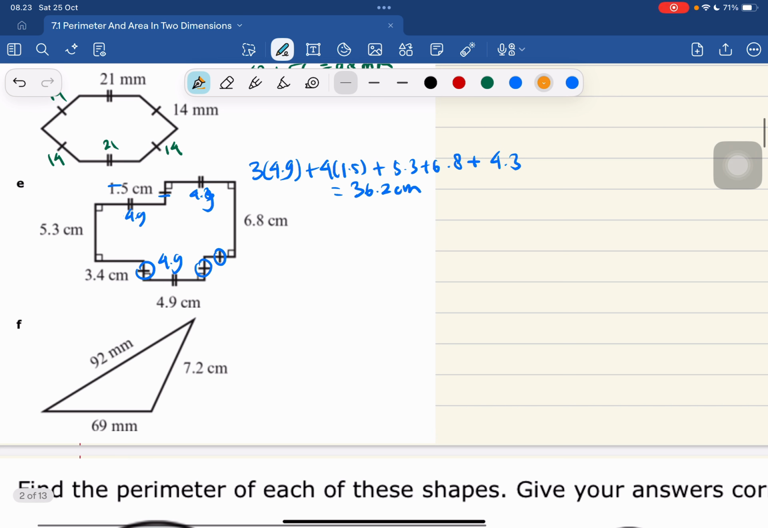Next, we just add all the sides. Be careful, we got 7.2 centimeters. So we have to change it from centimeters to millimeters. We just need to multiply by 10 because 1 centimeter equals 10 millimeters. So it's going to be 72 millimeters. So we got 92 plus 69 plus 72. After addition, this will give us the answer of 233 millimeters.